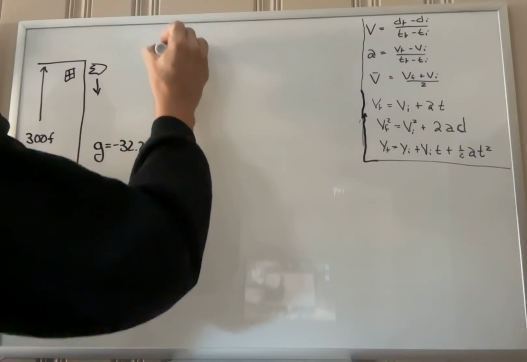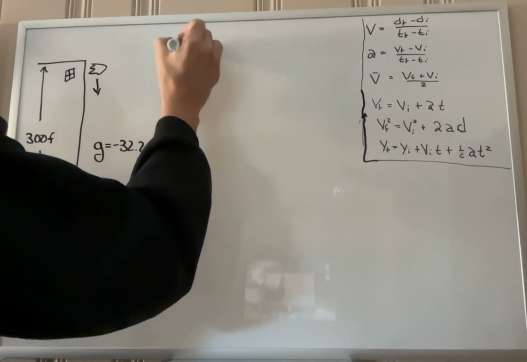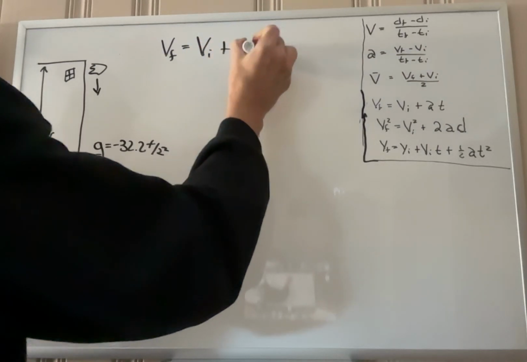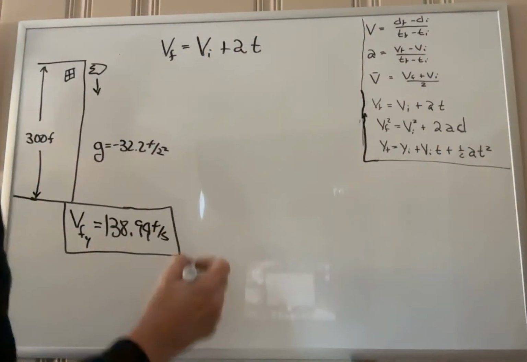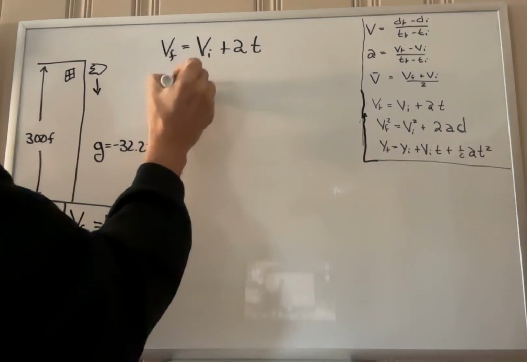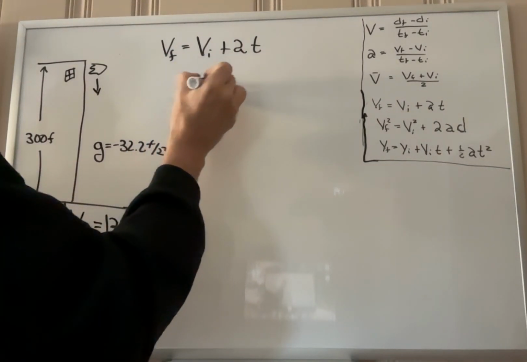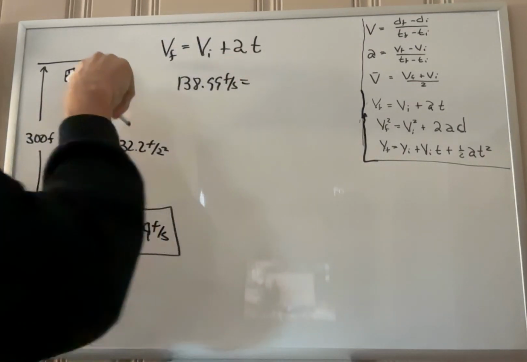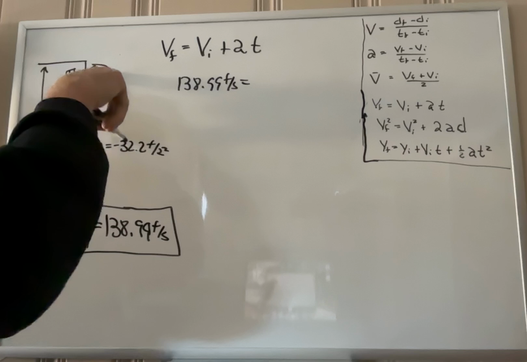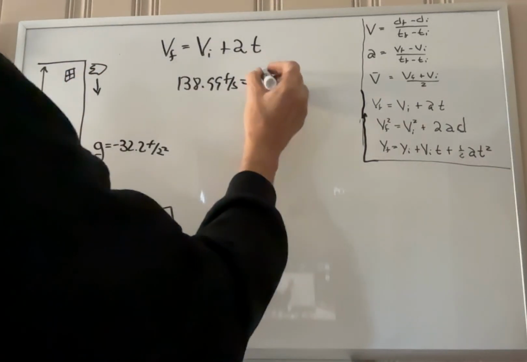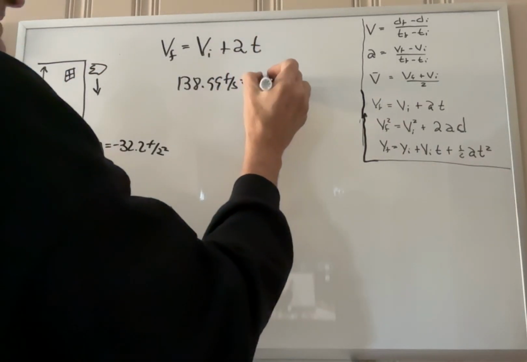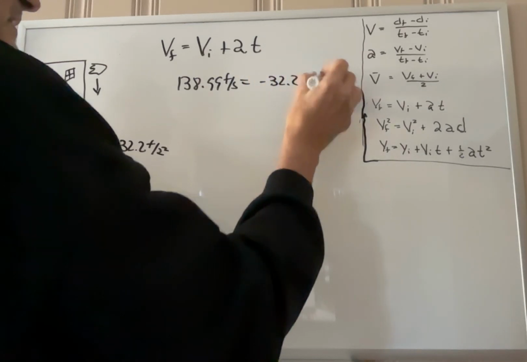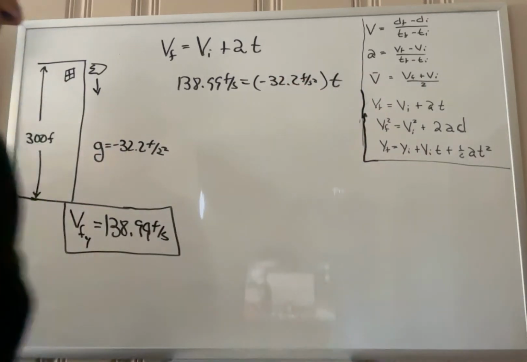Velocity final is going to be equal to my velocity initial plus a times t. It's basically this thing right here. So I know my velocity final, 138.99 feet per second, is going to be equal to my velocity initial. My velocity initial, in both the x and the y direction, is 0, so it doesn't matter. And my acceleration is negative 32.2 feet per second squared, times my time.